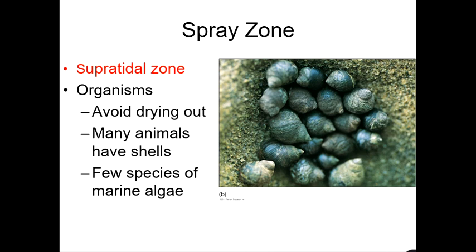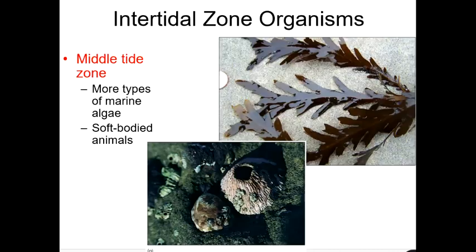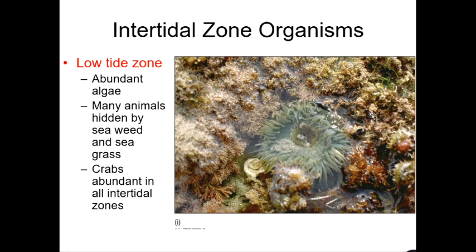In this spray zone, you have all kinds of organisms that are avoiding drying out. Here are these periwinkle snails, and they have this ability to cement themselves down tight as the tide goes out. Interesting. In the high tide zone, we have limpet creatures like this and barnacles, etc. In the middle tide zone, we start getting more algae where plants can be submerged for extended periods of time, more soft-bodied organisms. And then as you get into the lowest tide zones, you get many more algal types, and then lots more organisms scooting around there.